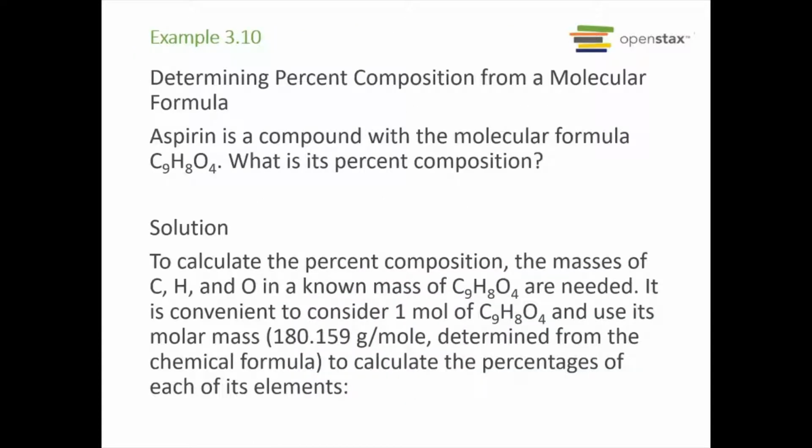Now let's talk about getting percent composition from a molecular formula. As an example, using aspirin here. We're told it has the molecular formula C9H8O4. And to get its percent composition, we need the masses of carbon, hydrogen, and oxygen. So what we do, just to talk a little more in depth, since we looked at ammonia very quickly, is we're going to use the molar masses.